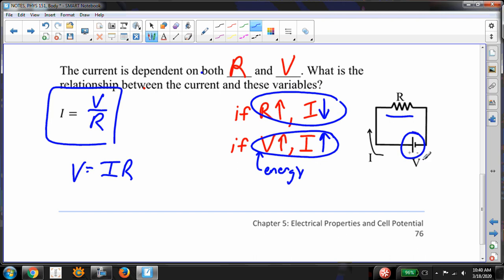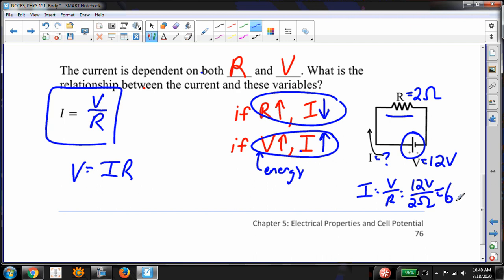For example, if this was 12 volts and this was 2 ohms, what would the current be? Well, I know current is V over R. That's 12 volts over 2 ohms. So that is 6 amps.